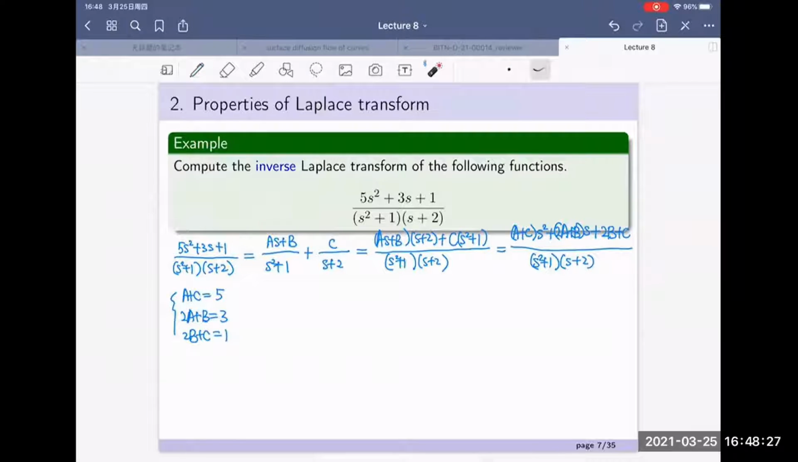And then you set up the three equations, and you can solve for A, B, C. You have three unknown variables and you have three equations to solve. Then after solving the three equations, you get A, B, C. Let's see. The first equation minus the third equation gives you A minus 2B equals 4. And you also have 2A plus B equals 3.